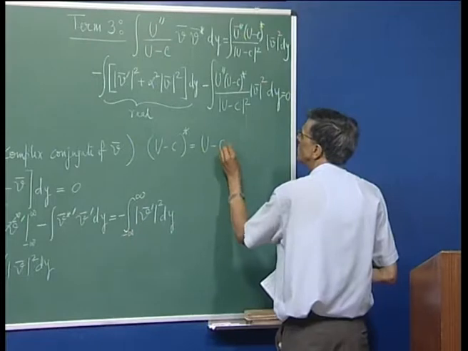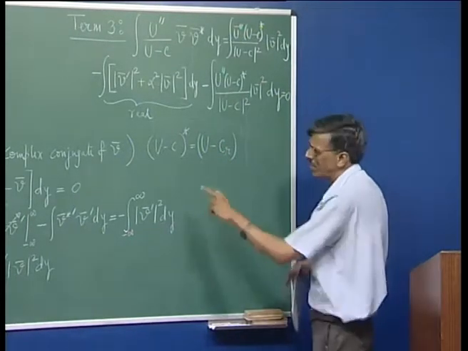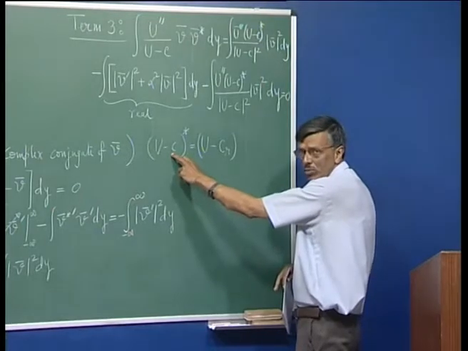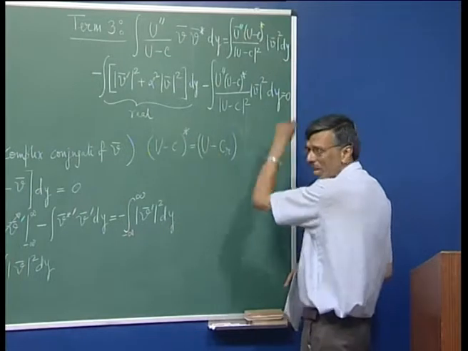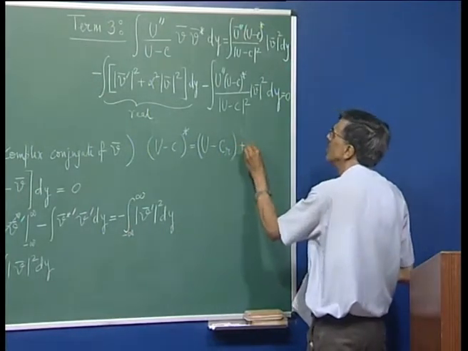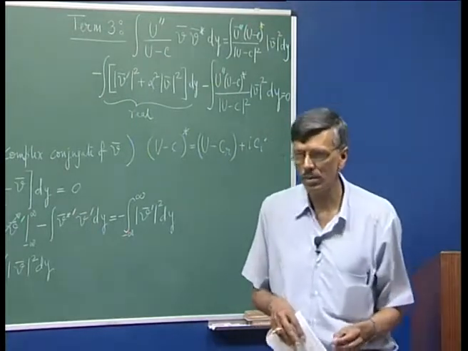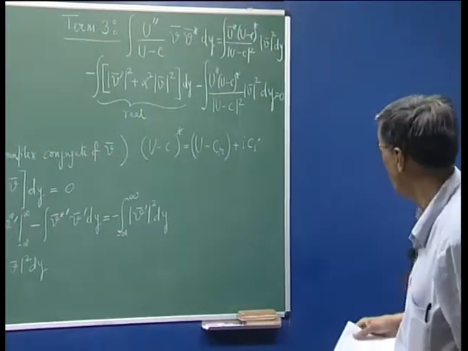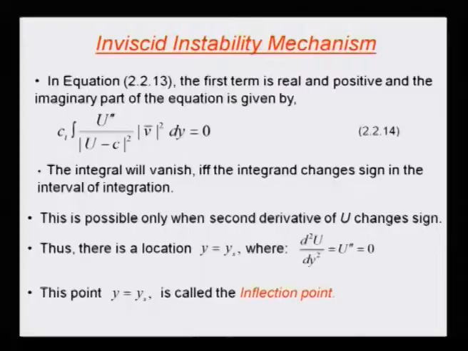U minus c real, that is the real part, and there is a conjugation. So, that will be CR minus ICI, there is a minus I there. So, that makes it plus ICI. Okay. So, now you can understand what you have. You have that equation 14 over there.